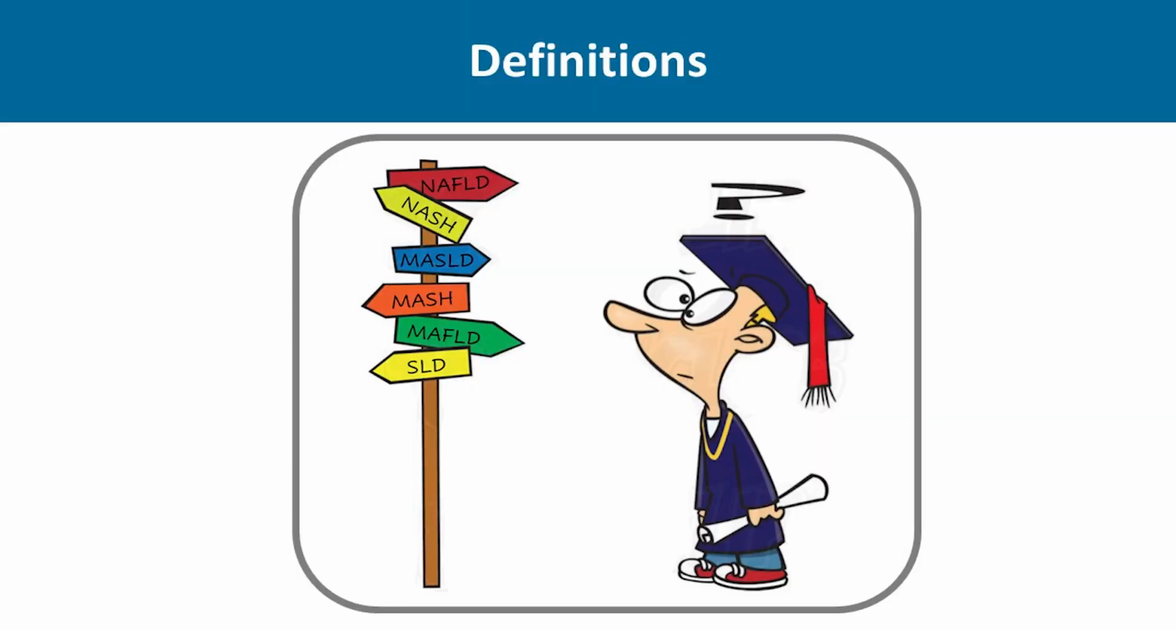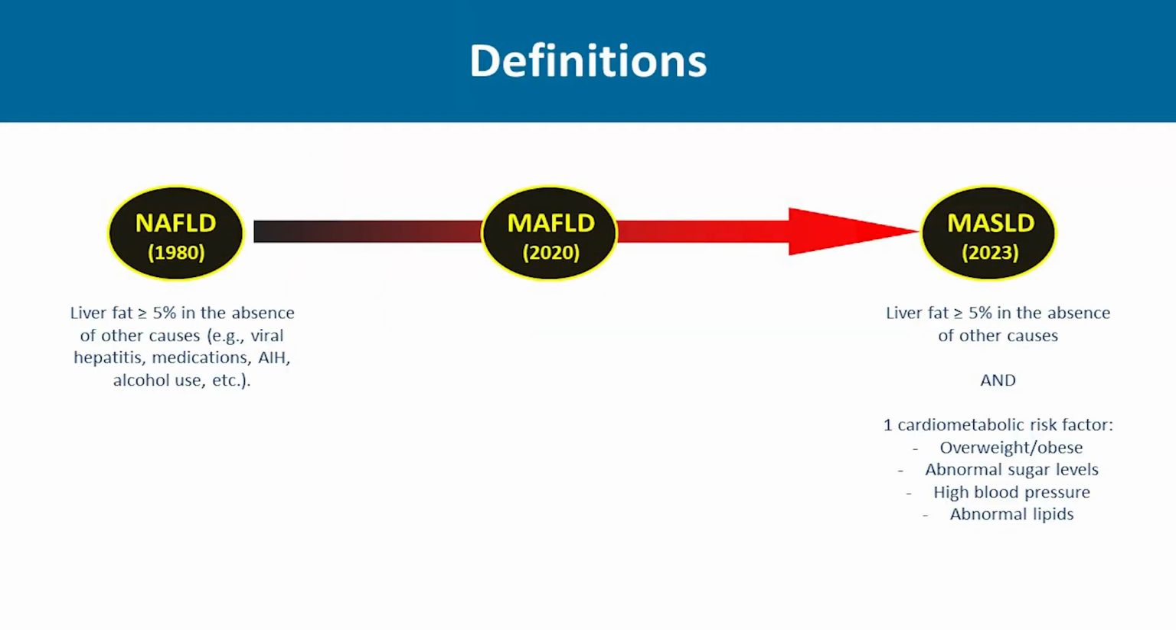So yes, it's very confusing. Even in the field we are confused. Even primary care physicians are confused. And it's no surprise: since we described this condition and called it non-alcoholic fatty liver disease 43 years ago, we have had 3 names and 3 definitions. So probably the only disease in the world with 3 names in 43 years.